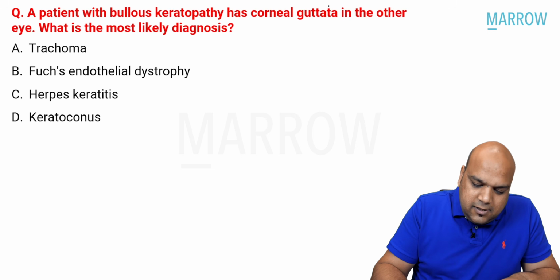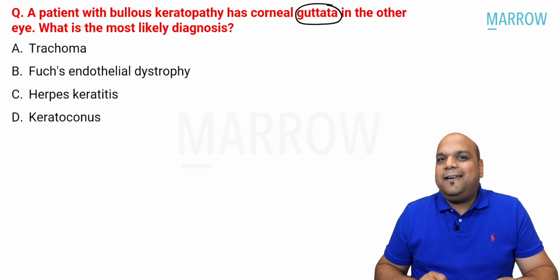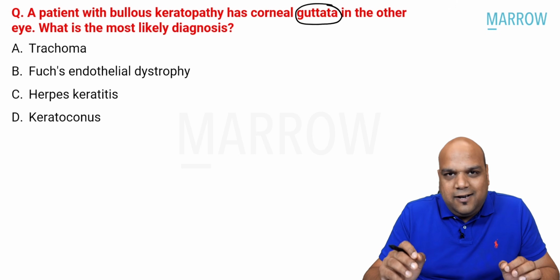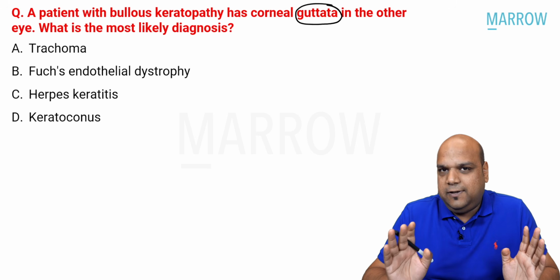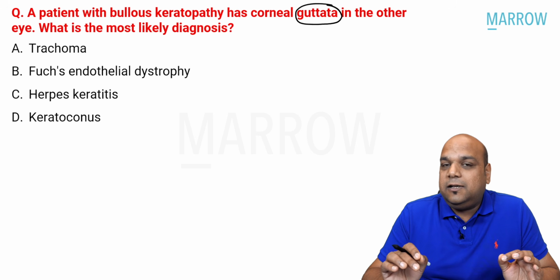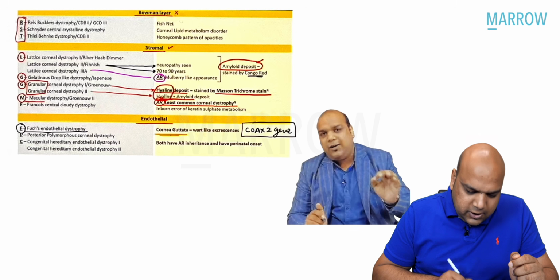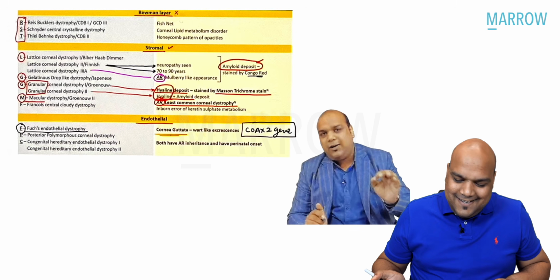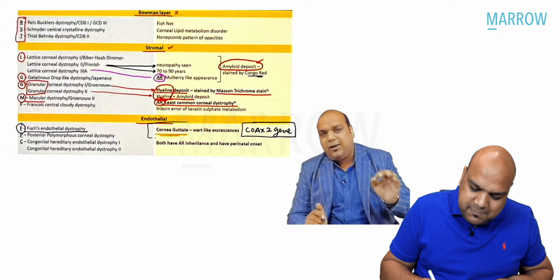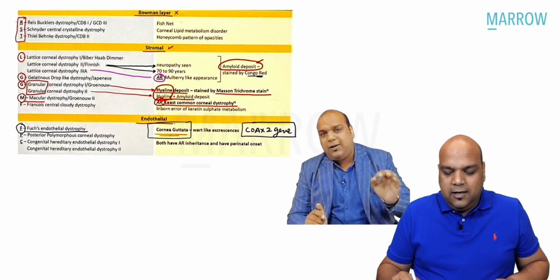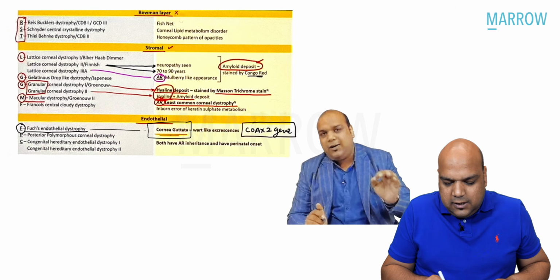So, what is the word I am looking at? Guttata. Yes, if you have ever read the topic corneal dystrophy, then you may have come across this word guttata, and that would have been the answer. If not, let me remind you by showing you a screenshot of your class. Yes, see, corneal guttata has been marked. Corneal guttata is found in Fuchs endothelial dystrophy.